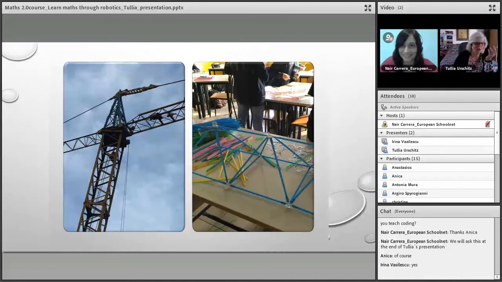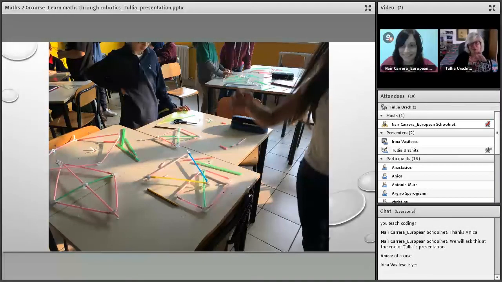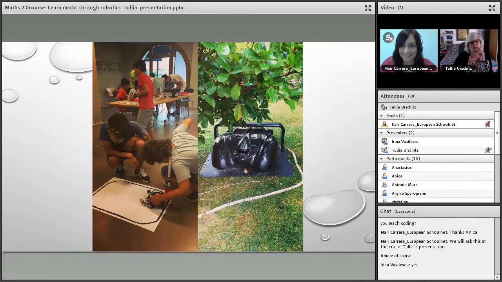In this case, I asked to build the model of some of the polygons with their diagonals, and they discovered that it's not easy as it seems, because if they are not precise, the diagonals don't meet at the center of the shape. If they observe something in the real world, you can ask to reproduce with robots.